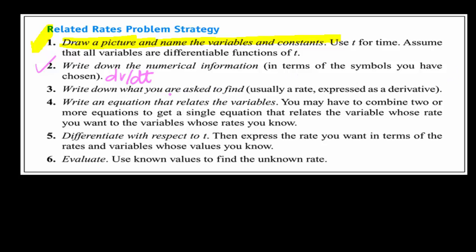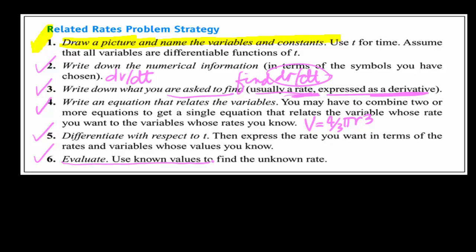And then we said what was being asked for. Here we said that we are to find dr by dt. Usually it's a rate that's being asked for, and it's expressed as a derivative, a derivative of r with respect to time. Write an equation that relates the variables. So we wrote the equation 4/3 pi r cubed, and then we differentiated both sides with respect to time. Then after that, we evaluated, using all the known values to find our dr by dt.